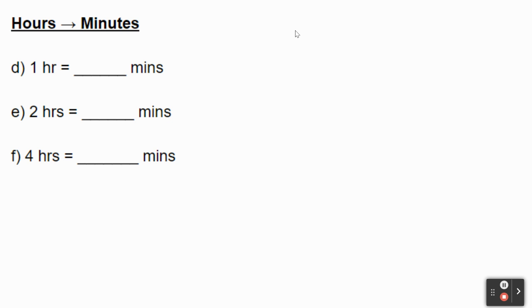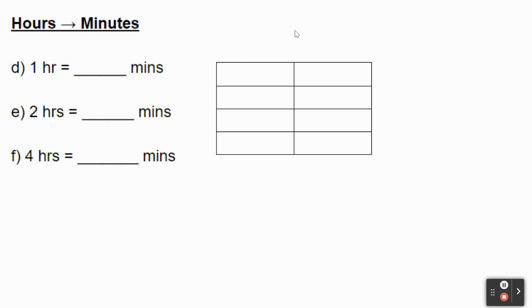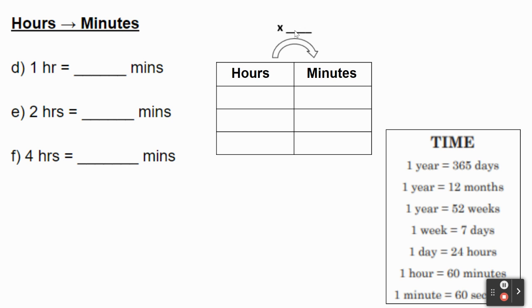Now let's try going from hours to minutes. Same thing, let's start with the table. On the left is going to be hours, since that's the unit we're starting in. And on the right, it's going to be minutes, since that's the unit we're ending in. Same thing, let's look at our reference sheet to see how many minutes are in 1 hour. And we can see there are 60 minutes in every hour.